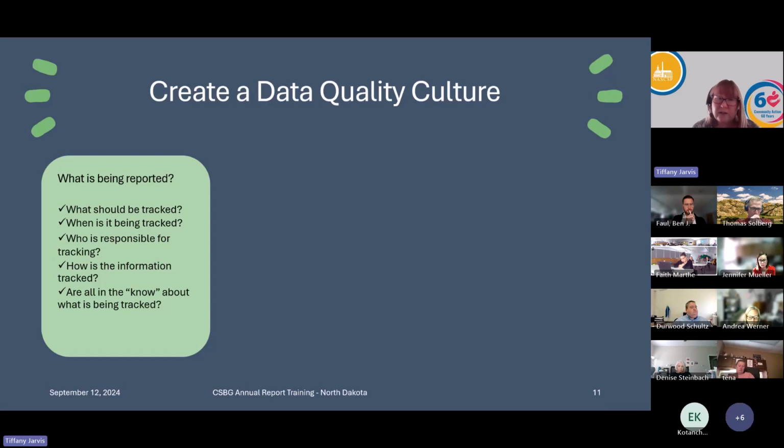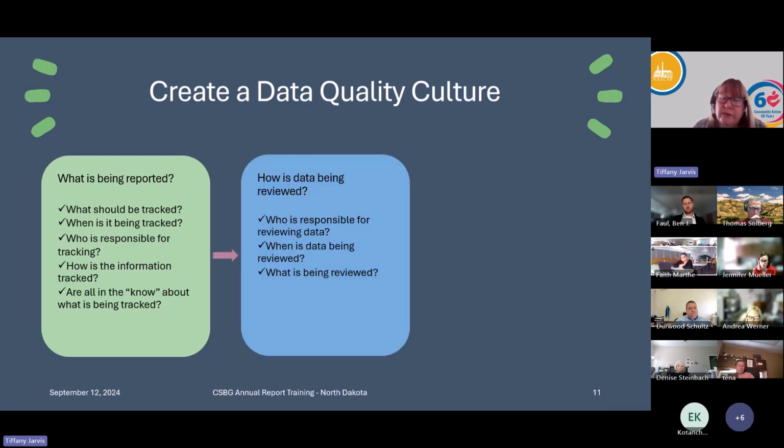When is it being tracked? Who's responsible for tracking? How is this information tracked? And are all of those that are tracking it in the know? So there's some things in the instruction manuals, some very specific additional details that you're not just getting in how the FNPI reads, or that this service does require an unduplicated count, but this particular service, it is acceptable to do a duplicated count. The individuals that are tracking for you, are they aware of those nuances?